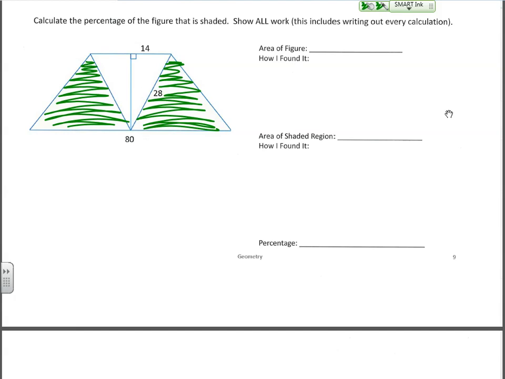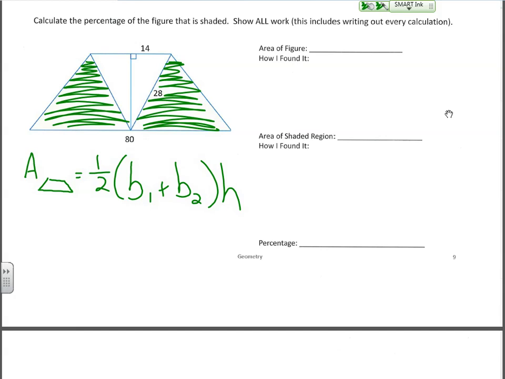So first time dealing with a trapezoid, I think, in a while, at least in geometry. The area of the entire figure, the area of a trapezoid, is 1/2 times the sum of the bases times the height. Remember, the height is that vertical line connecting the bases. And the vertical line that you need is this one right here.